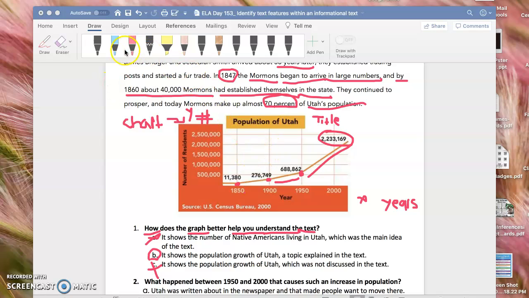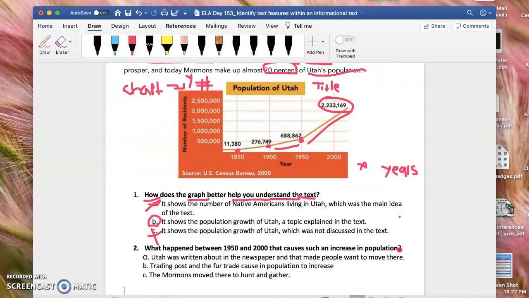Okay, so not sure where we left off, but I know we answered number one. The graph tells us about the population growth of Utah. Now let's talk about number two. What happened between 1950 and 2000? What happened between 1950 and 2000 that causes such an increase in population?